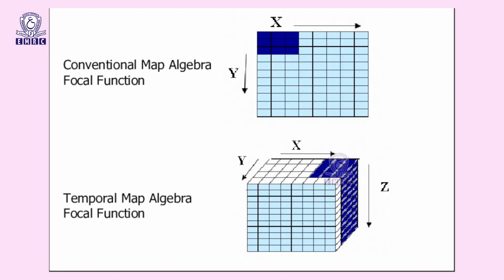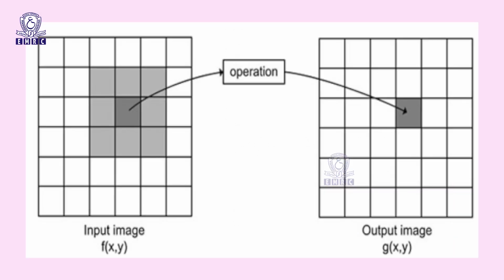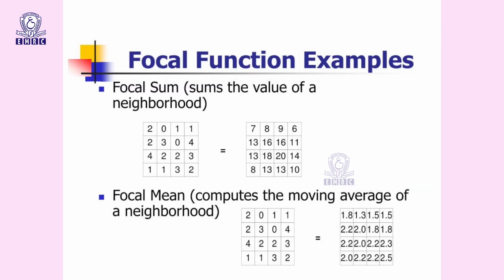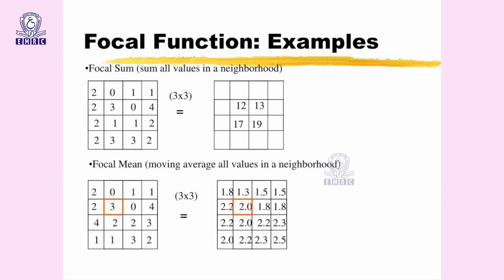Focal functions. A focal function processes cell data depending on the values of neighboring cells. For instance, computing the sum of the specified neighborhood and assigning the sum to the corresponding cell of the output grid is the focal sum function. A 3 by 3 kernel defines the neighborhood.